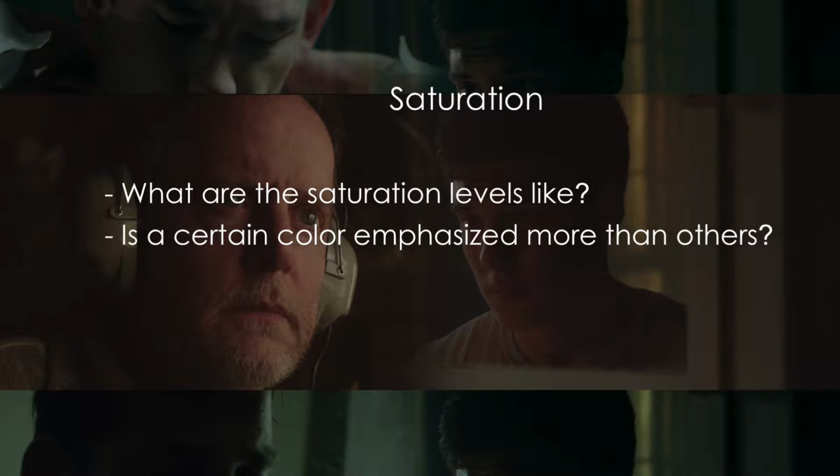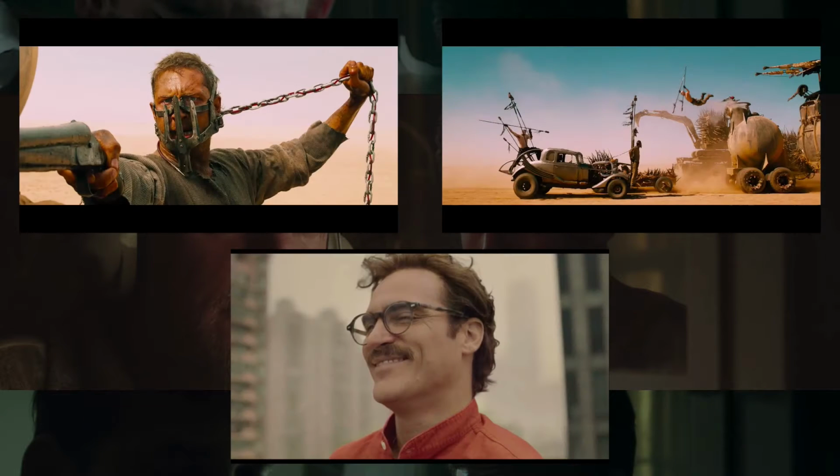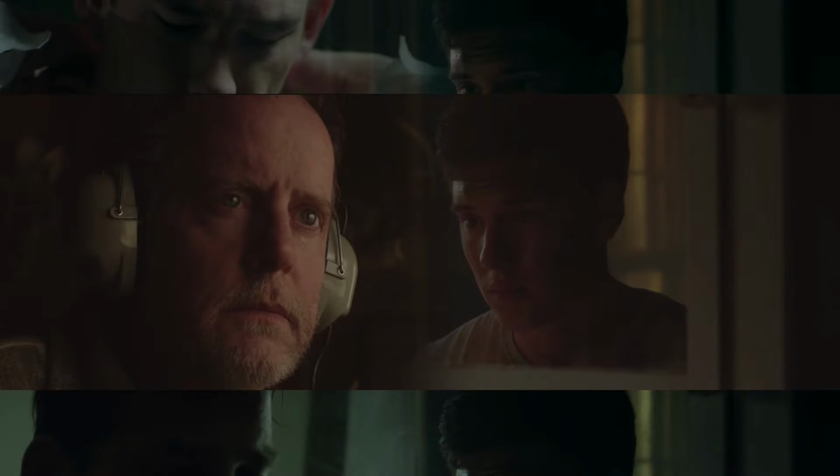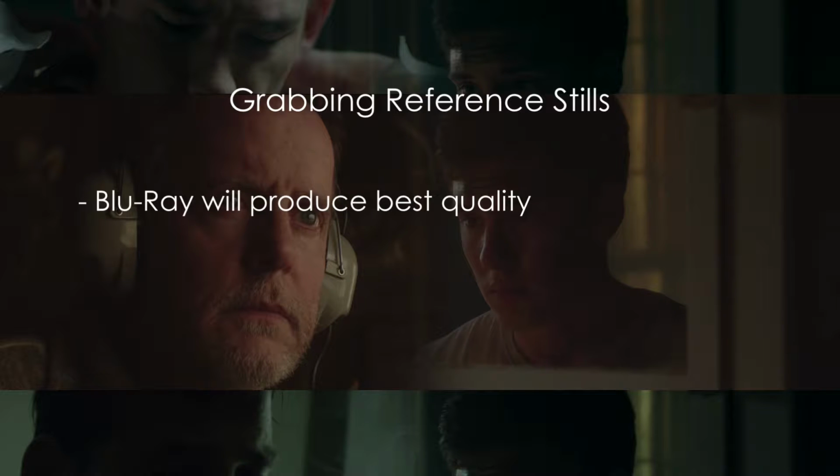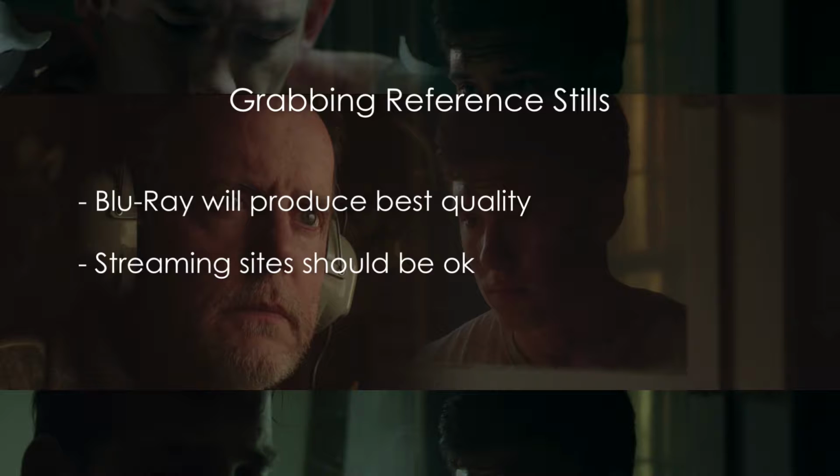Again, assuming that the art direction and the type of shot is similar to the source material we're trying to emulate. In this tutorial, we're going to recreate the looks from Mad Max Fury Road and from the film Her. The first thing we'll need is a good high-resolution reference still. If you have a Blu-ray available, that will give you the best quality, but in most cases, pulling from streaming sites will give you a good result as well.